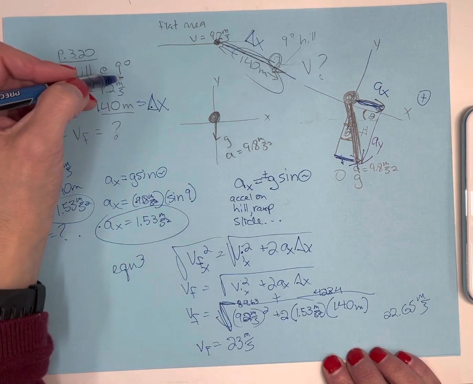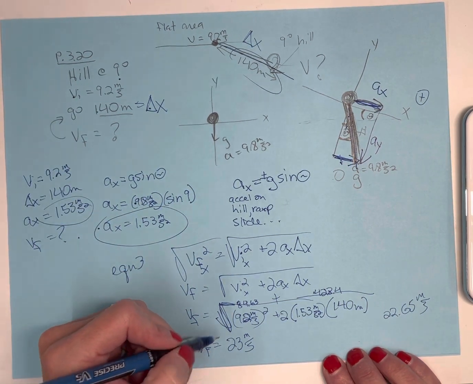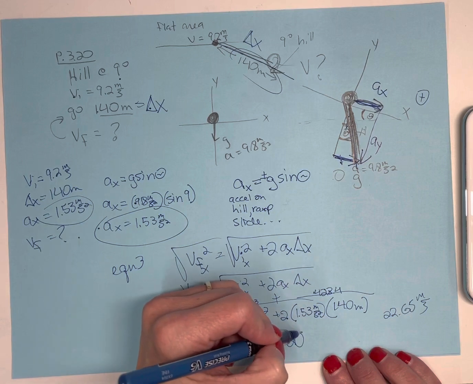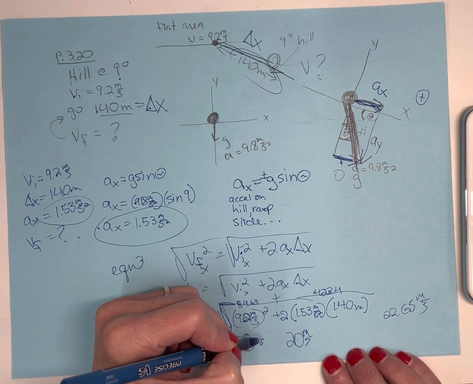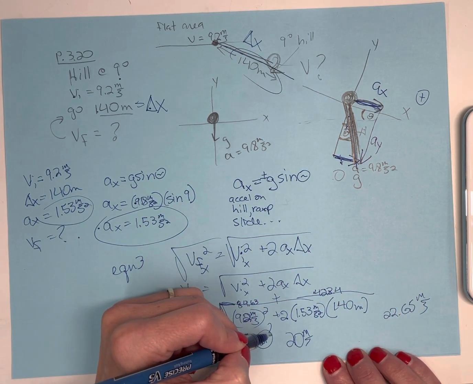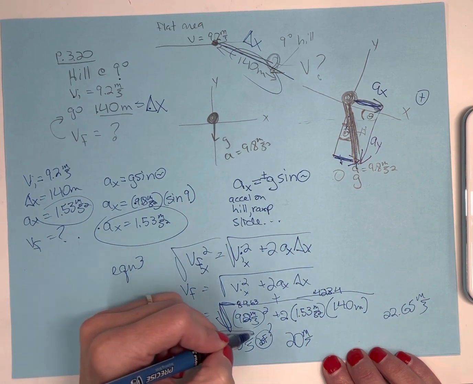I believe, and just be cautious, because if they did want 1 sig fig, then it would be 20 meters per second. But I think they're wanting 2 sig figs. I don't know for sure, but I think they want 2 sig figs. So there we go.